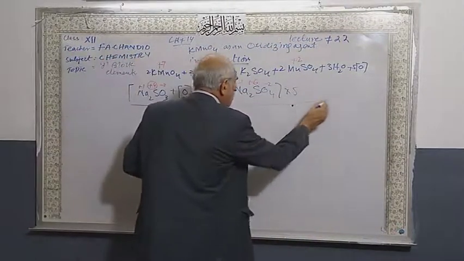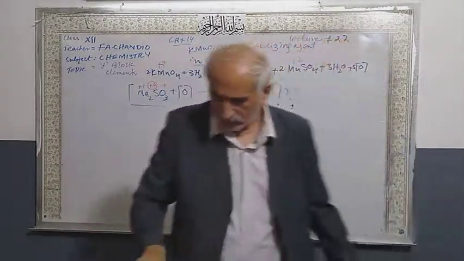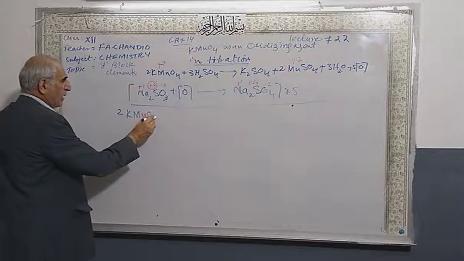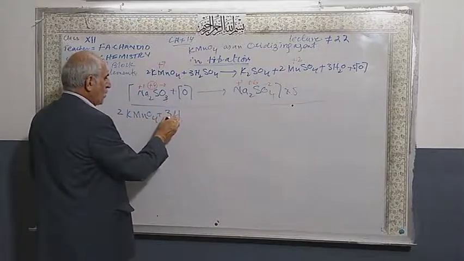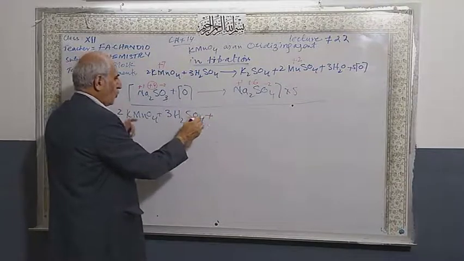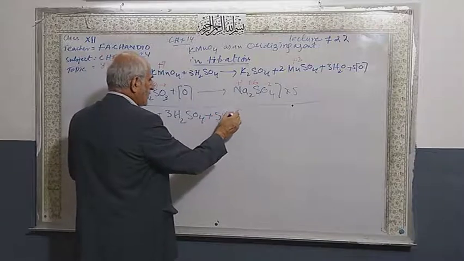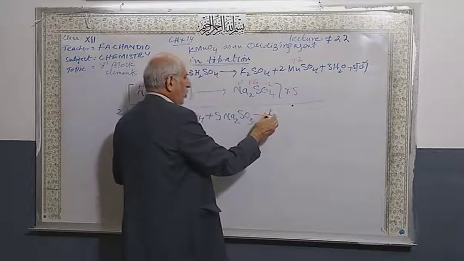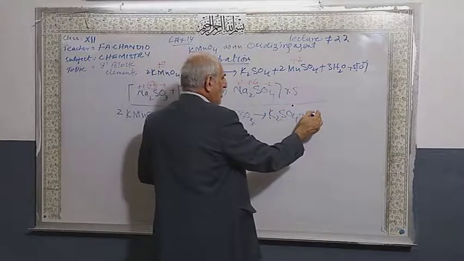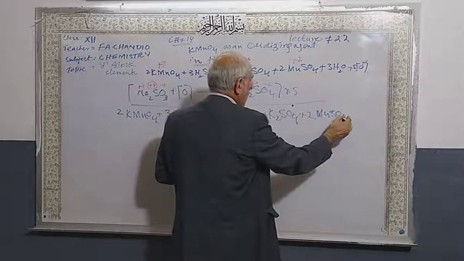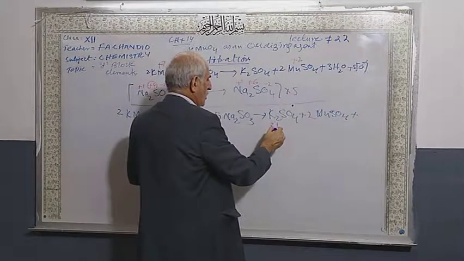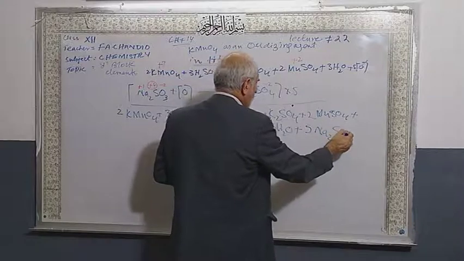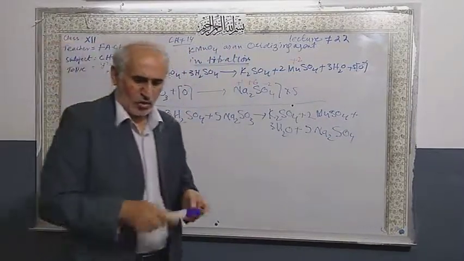When you add these two reactions: 2 moles of potassium permanganate and 3 moles of sulfuric acid, 5 moles of sodium sulfite, the oxygen cancelled out. On the product side, 1 mole of potassium sulfate, 2 moles of manganese sulfate, 3 moles of water, and 5 moles of sodium sulfate. This is the net reaction, the overall reaction.